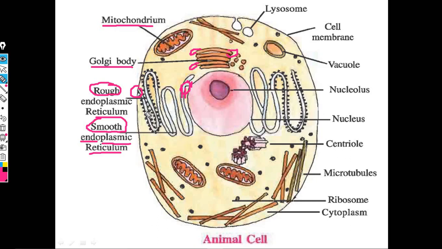Rough, because of the appearance. Why is this appearance there? Because there is attachment of ribosomes, and that gives a rough appearance. Ribosomes, as we have already learned, are important for protein synthesis. So rough endoplasmic reticulum also has functions related to protein synthesis. The type of endoplasmic reticulum where you do not observe ribosomes is called smooth endoplasmic reticulum, which is an important site for lipid synthesis as well as transportation of various materials. So this is regarding endoplasmic reticulum.